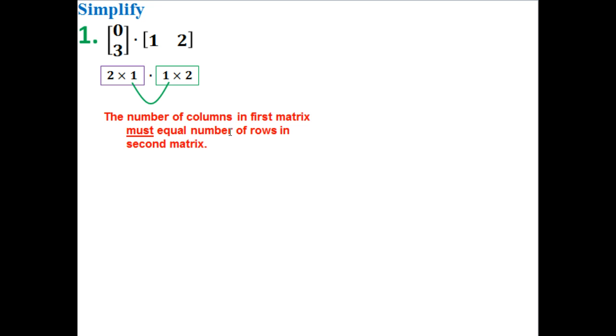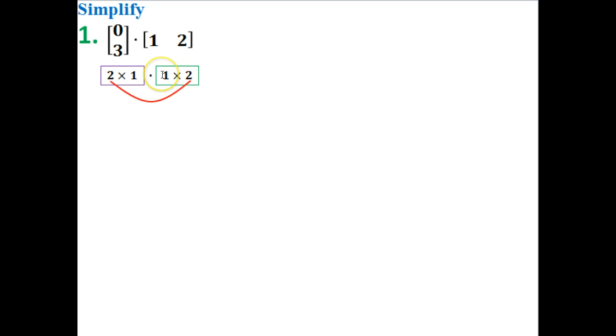Our next piece of information we're going to glean from these two matrices is the outer numbers here. These outer numbers have a lot of significance as well, because the outer numbers tell us what size of matrix we're going to end up with as our answer. This is a 2 by 2 matrix because these two numbers here are both 2. If this were a 3 and this one were a 4, then our answer would be a 3 by 4 matrix, but these are both 2's, so it's going to be a 2 by 2 matrix.